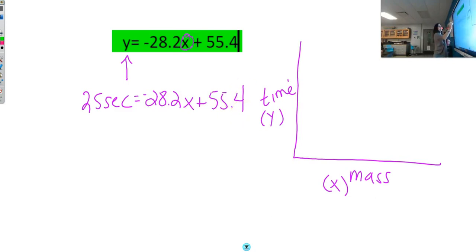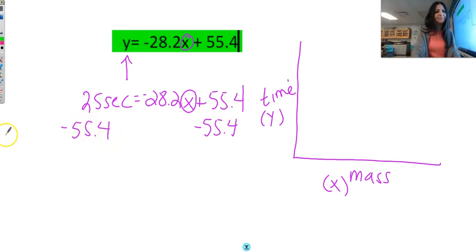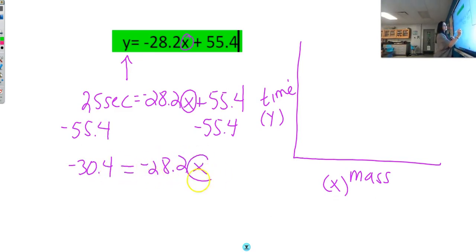Now, this here is my set equation right now, but I want to solve for x and I want x alone. So remember, the beauty of algebra is what you do to one side, you must do to the other. So if I'm adding 55.4, now what do I do? Subtract 55.4. So I'm going to subtract 55.4 on both sides. And when I do that, so when I subtract it, I get negative 30.4 is equal to negative 28.2x.